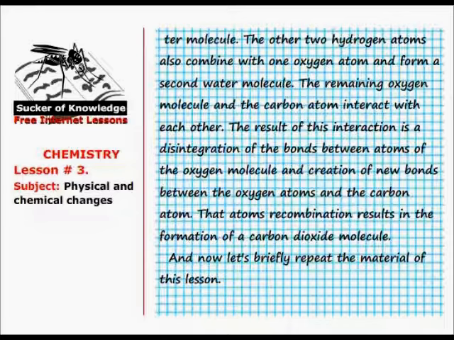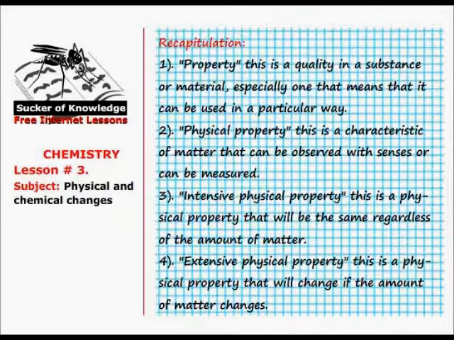And now let's briefly repeat the material of this lesson. What is the meaning of the term property? Property is a quality in a substance or material, especially one that means that it can be used in a particular way. What is the meaning of the term physical property? Physical property is a characteristic of matter that can be observed with senses or can be measured.